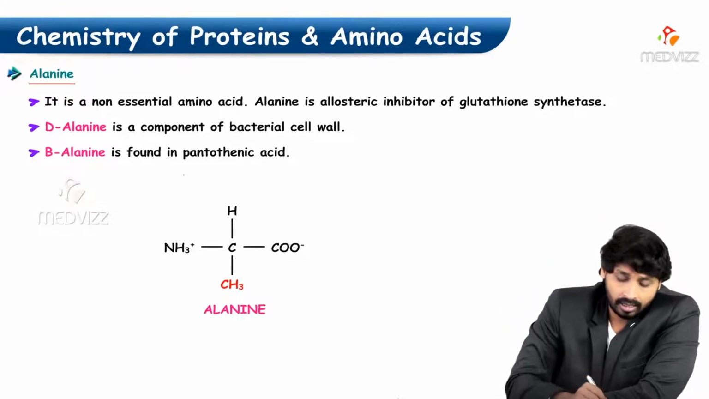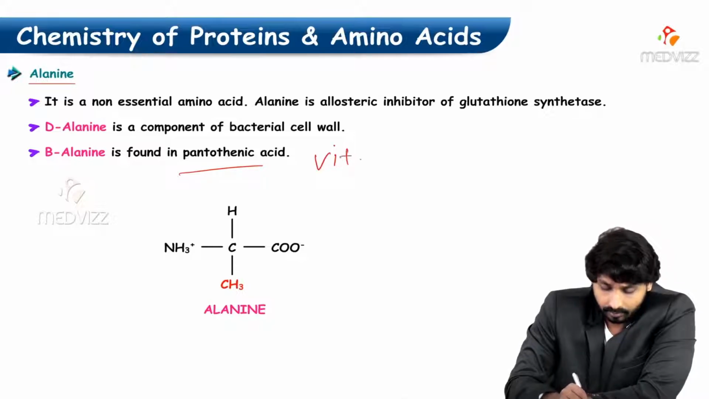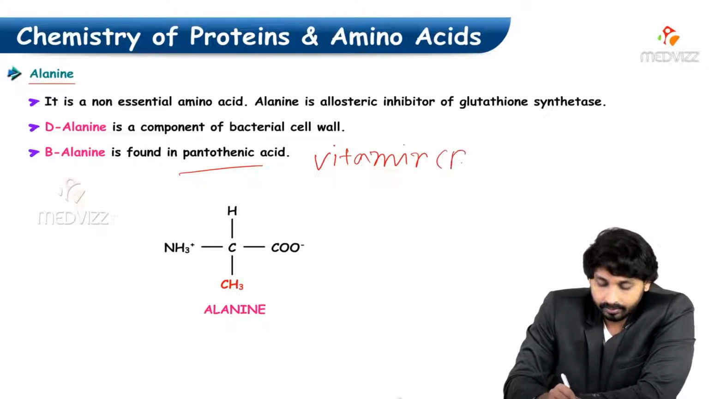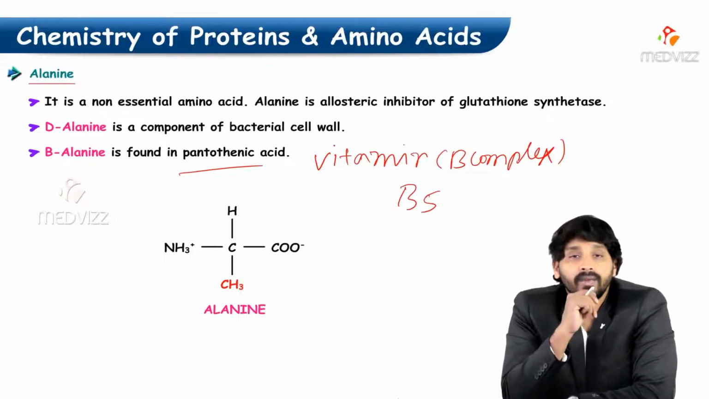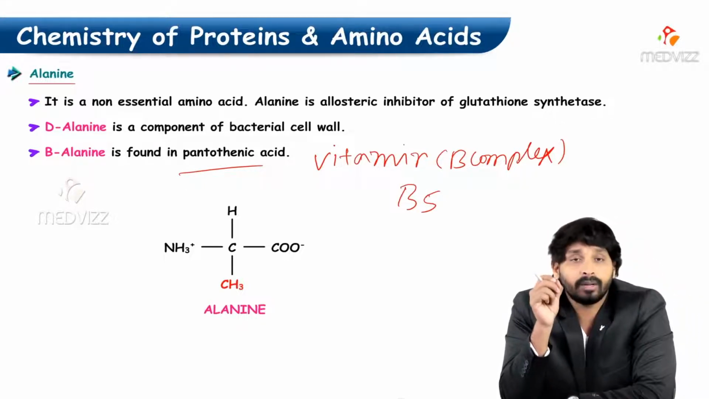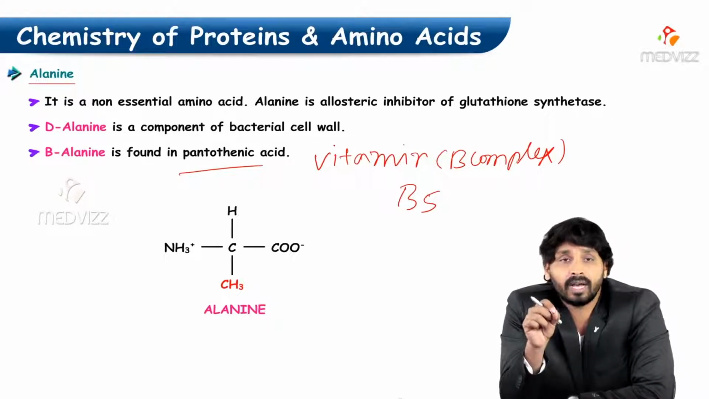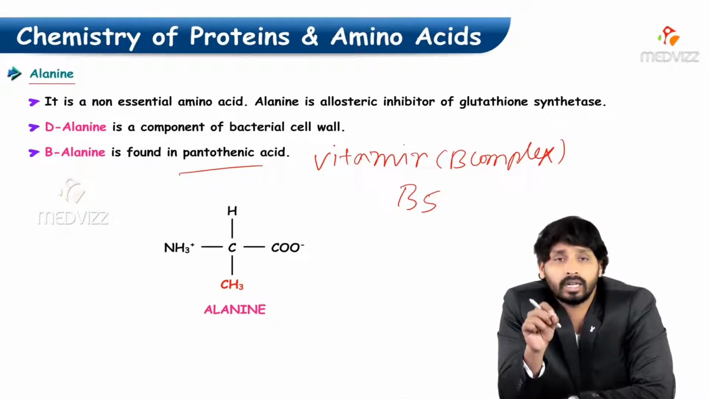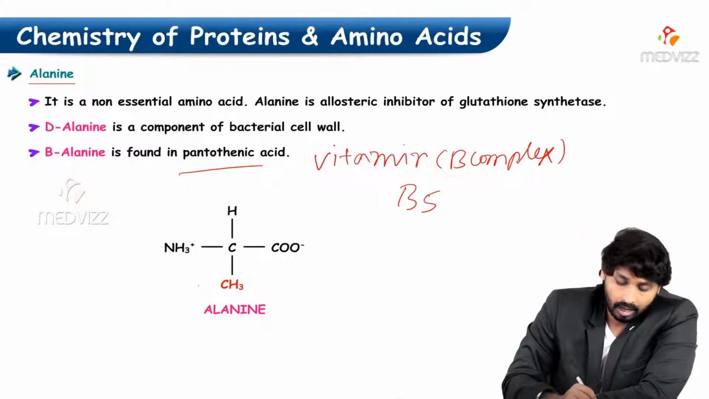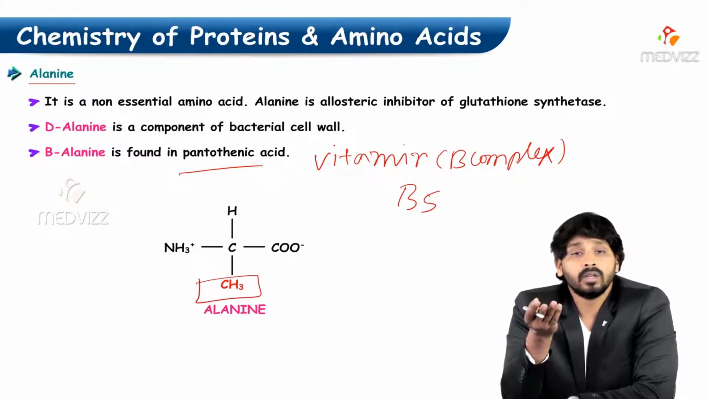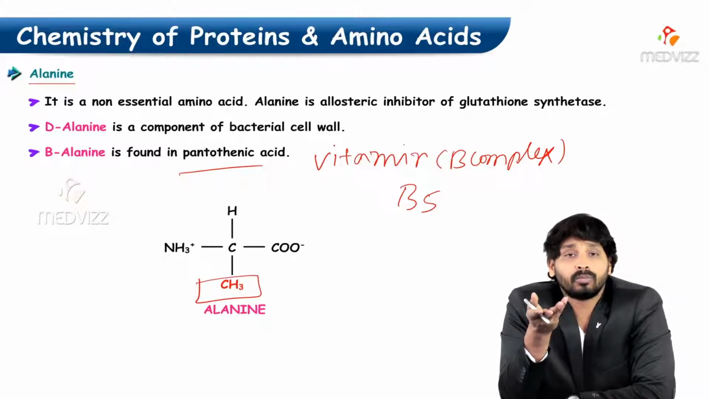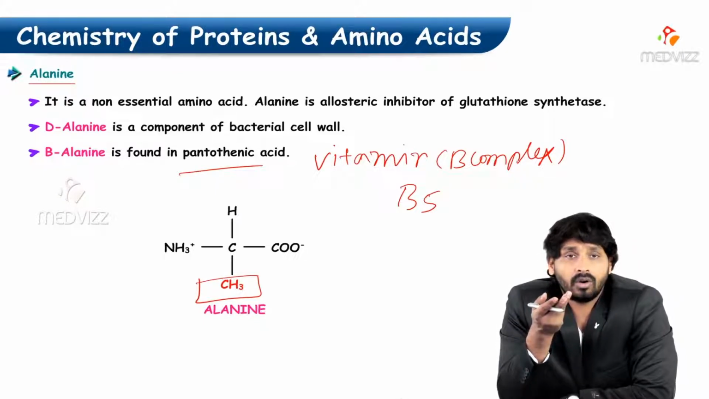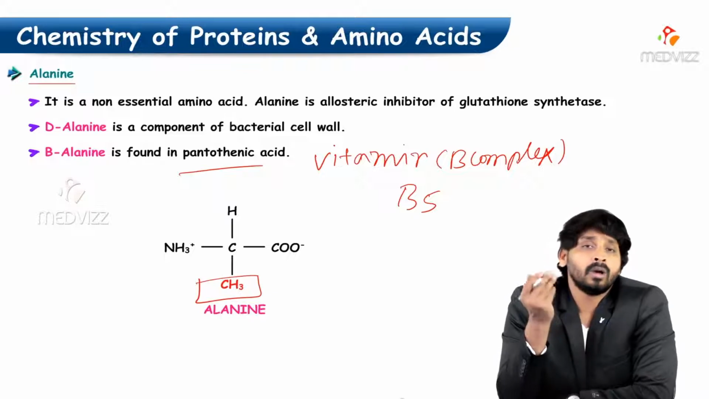Pantothenic acid is a vitamin. What type of vitamin? A B complex vitamin, that is B5. So B5 is a B complex vitamin, and for the formation of B5 we require beta alanine. And in alanine, the functional group is a methyl group. Why is it non-essential? I will tell you why.